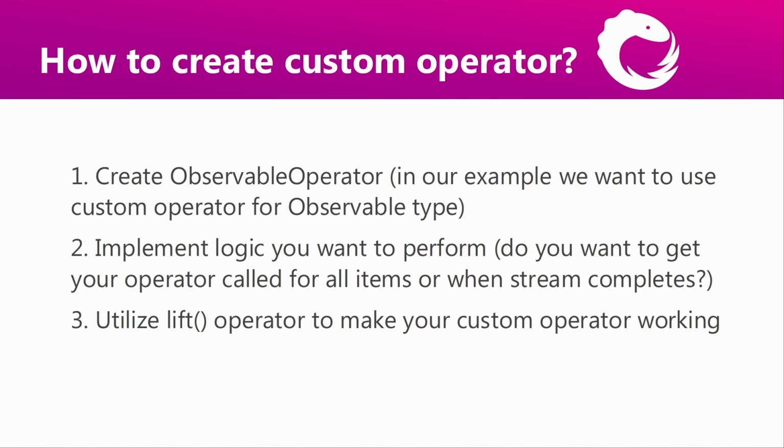There are 3 steps to create a custom operator. First of all, we create an ObservableOperator. This is because we want our custom operator working fine with Observable types. The second step is to implement the logic we want to perform for our custom operator. And here we decide what our operator does and when it does. And the last step is to utilize the lift operator in the stream in conjunction with our custom operator so it works properly. Now let's check this in practice.